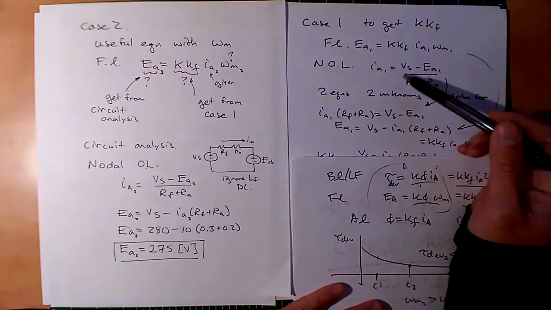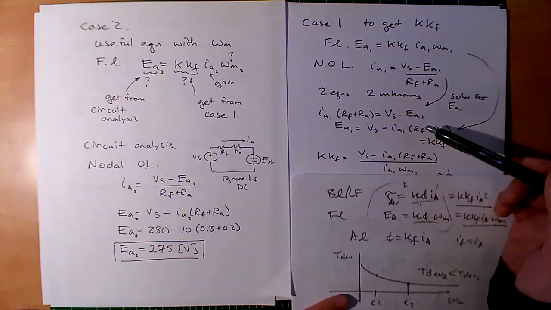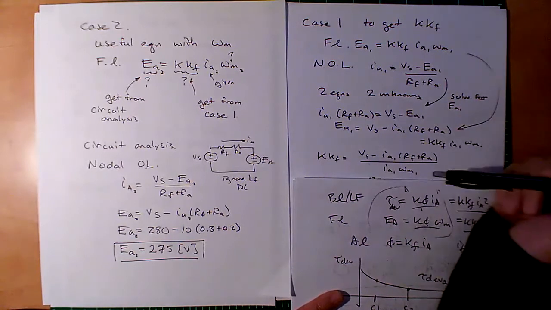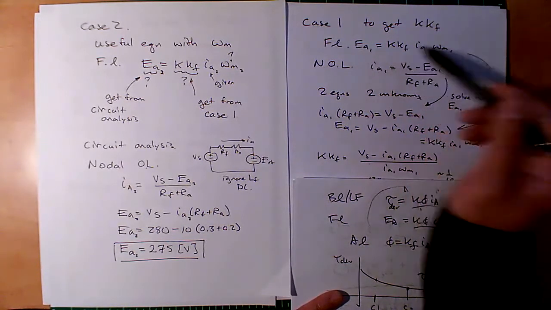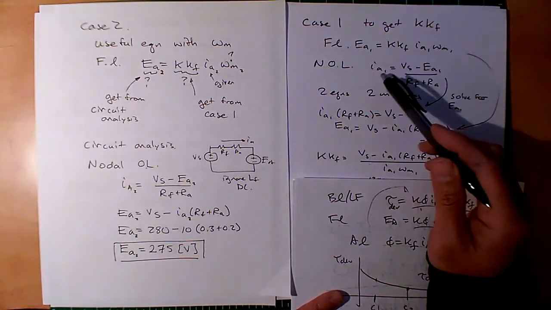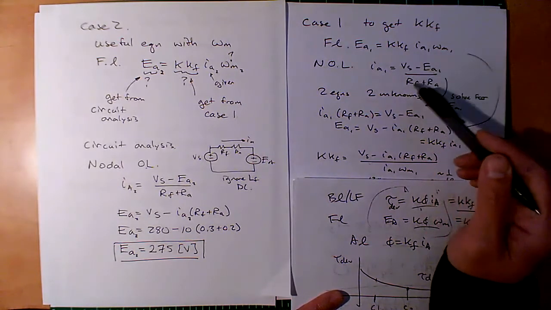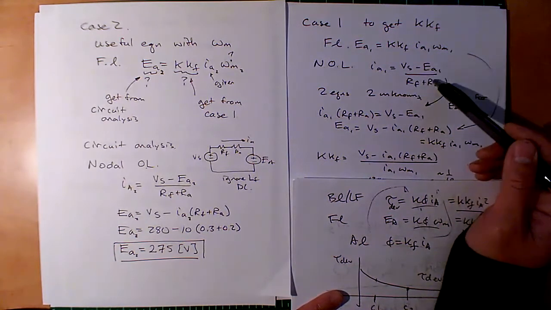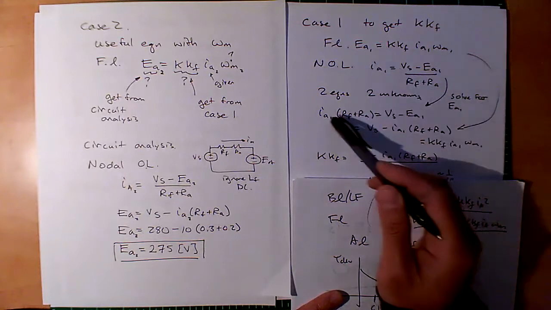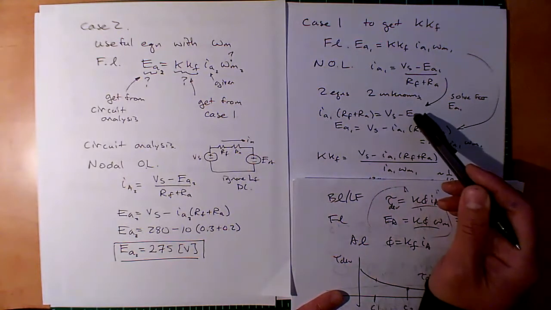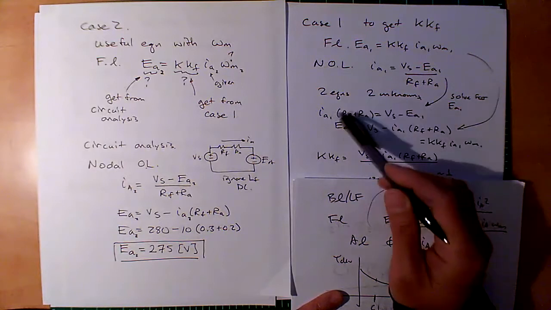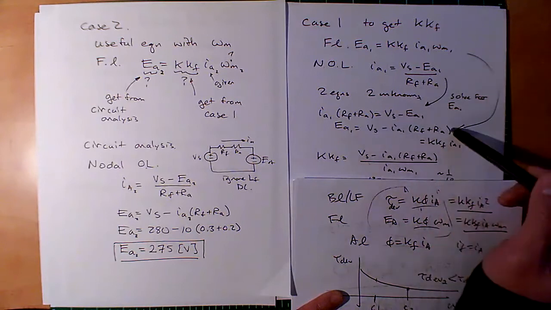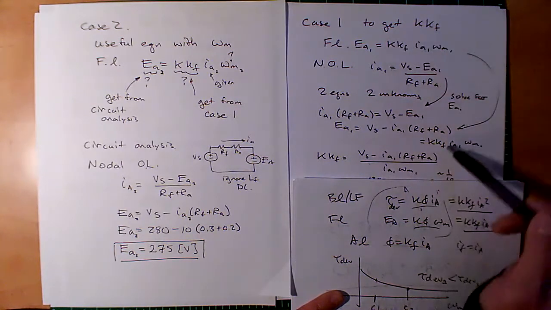We write the same nodal Ohm's law, and then we plug it in, and let's see what we get. So we can see with these two equations, two unknowns, right? Then we just crunch and solve for this K KF term, right? And let me just do this a little bit slowly. EA equals K KF IA1 omega M1, good. IA1 equals VS minus EA1 over RF plus RA, good. These are all known things. I can bring this RF plus RA over to this side, good. And I can solve for this EA1, good, by swapping these things, good.